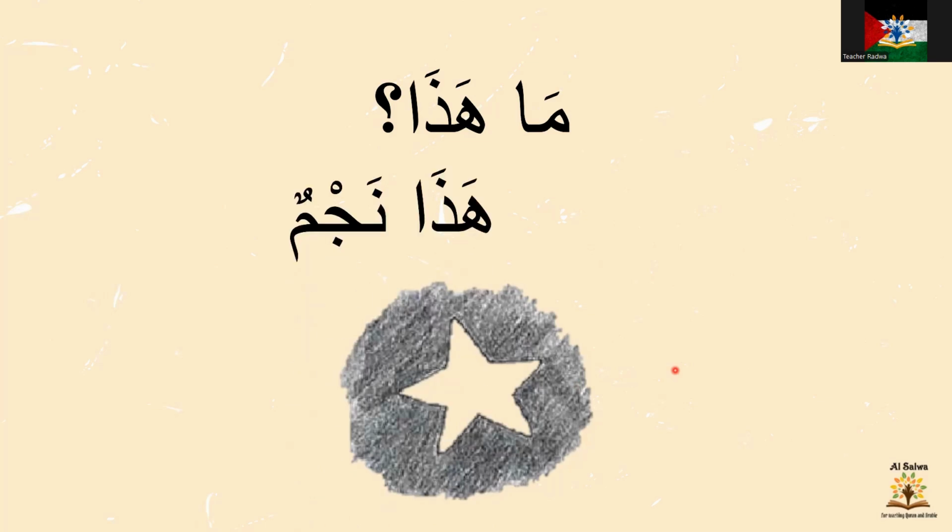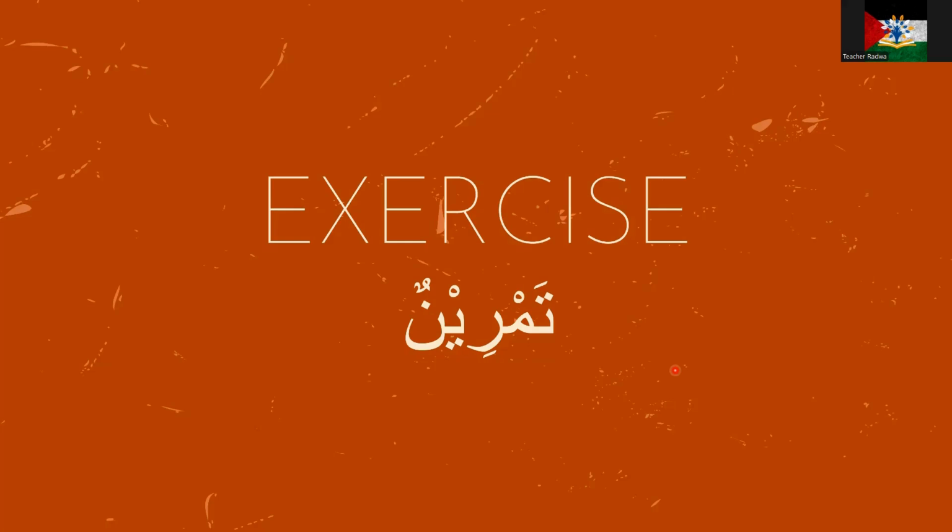Very well. A star. Star means نجم. So we say هذا نجم. Now, let me ask you. ما هذا? Good. هذا نجم. Let's do an exercise.